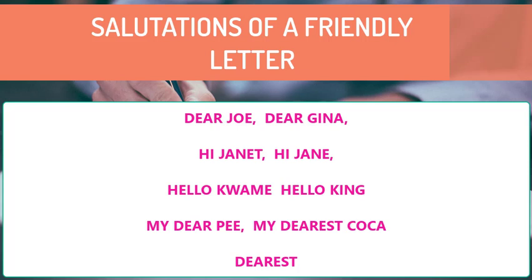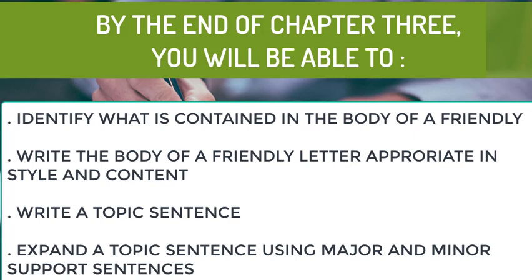Well, in this chapter, we have been able to accomplish the following. We have discussed how to put two types of addresses in a friendly letter. In our next chapter, we shall be looking at what is contained in the body of a friendly letter. Write the body of a friendly letter appropriate in style and content. Write a topic sentence. Expand the topic sentence using major and minor support sentences.